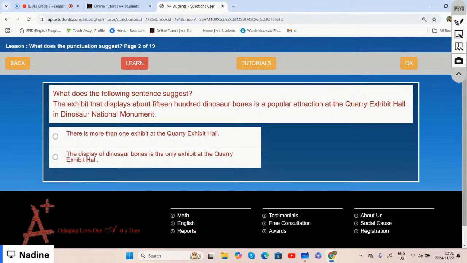All right, the next one says the exhibit that displays about 1,500 dinosaurs' bones is a popular attraction at the Quarry Exhibit Hall in Dinosaur National Monument. And if we look at that sentence, we need to say, what does it suggest? Does it suggest option one, there is more than one exhibit at the Quarry Exhibit Hall? Or does it mean option two, the display of dinosaur bones is the only exhibit at the Quarry Exhibit Hall?